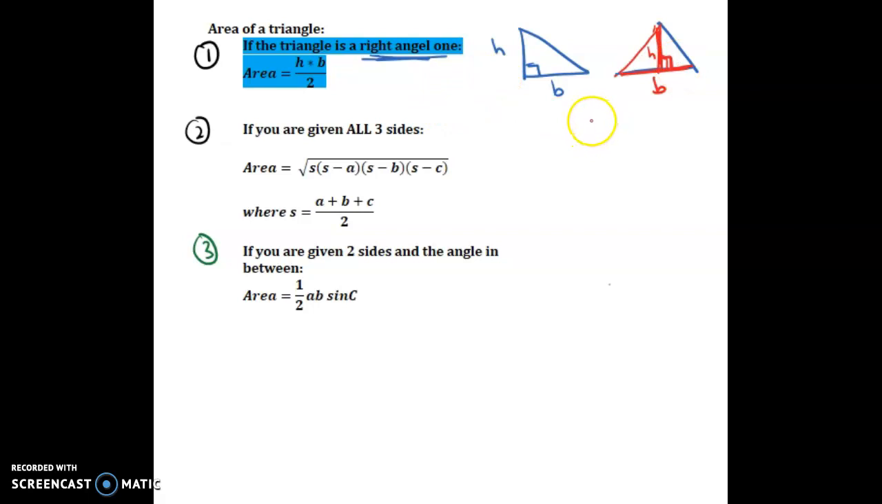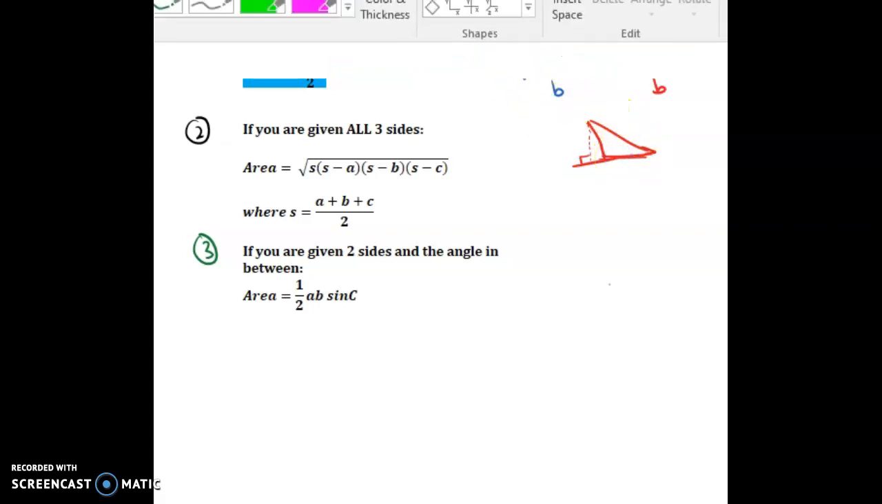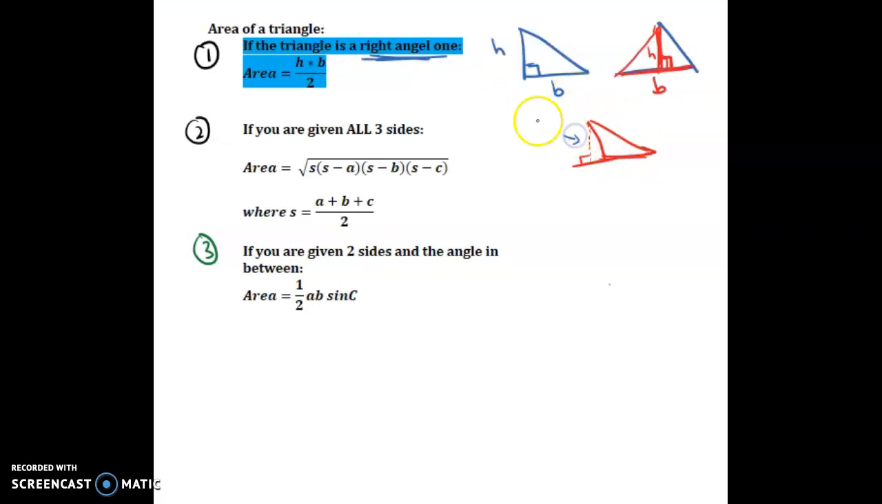Also, another time we could use this formula is if the triangle looks like this, just like that, and there's a dotted line coming down here that is perpendicular to what is on the base. So I would use the height to be this dotted line here, and the base will be this distance here. So these are the 3 diagrams that will cover this formula, right?